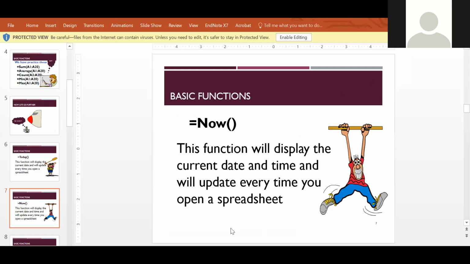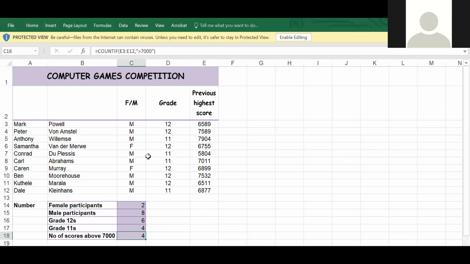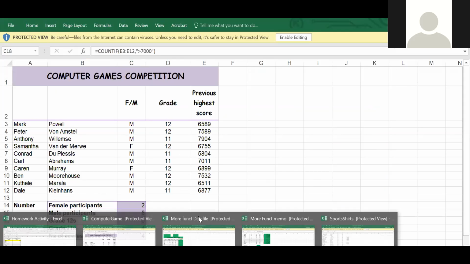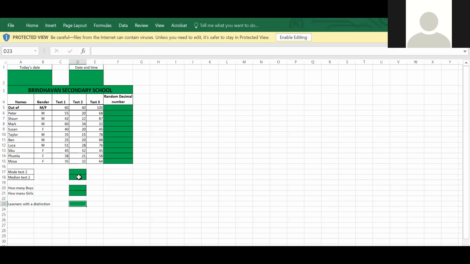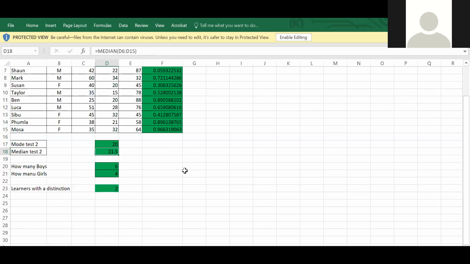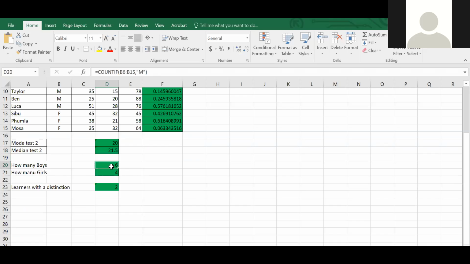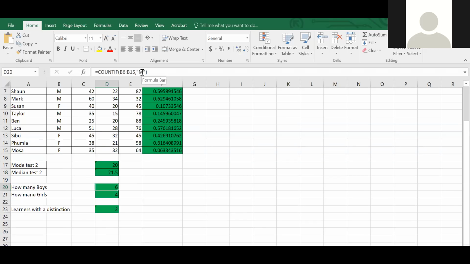Okay, let me show you what I was just talking about. I'll share this with you. So the teacher asked them to do a computer game, so they did the highest, grade 12. You can see that. Then they were asked to do another data file of mode and median, and then another one. This is the memo. They asked them to count if it is a male.